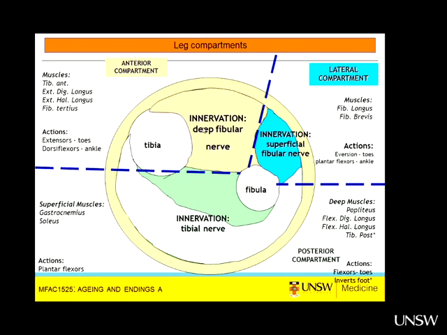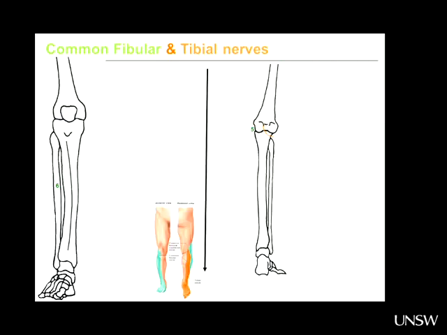The anterior compartment is supplied by the deep fibular nerve, and the lateral compartment is supplied by the superficial fibular nerve. These superficial and deep fibular nerves are branches of the common fibular nerve, and we'll talk about that just now. And the posterior compartment is supplied by the tibial nerve. Like I said before, it's actually easier to understand the innervation if you think about compartments, because then you're not learning individual muscles and the innervation, but you're learning a group of muscles, and the function is actually related to the innervation as well.